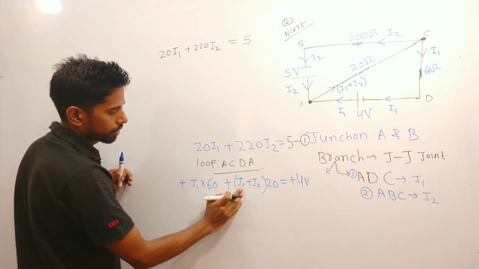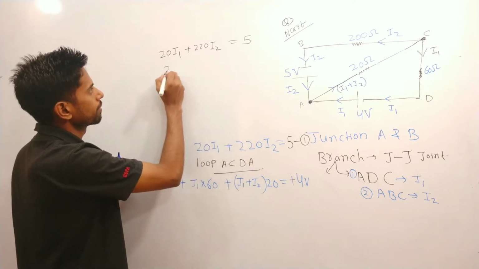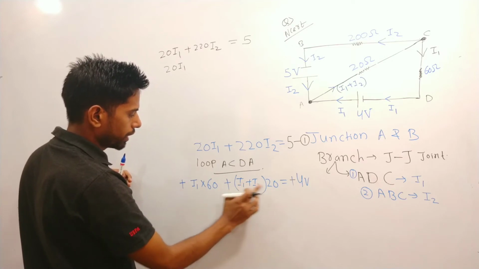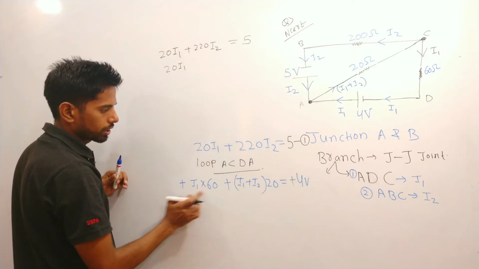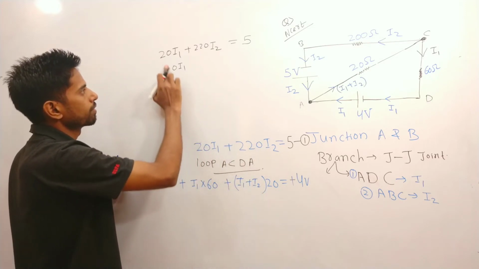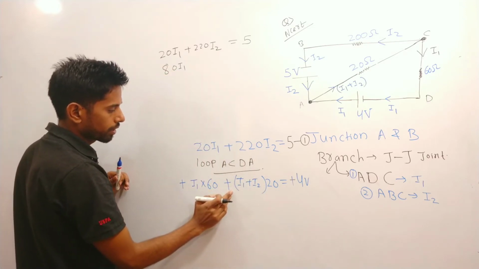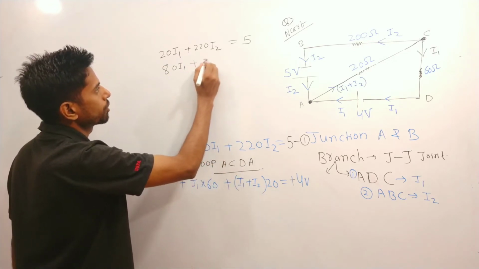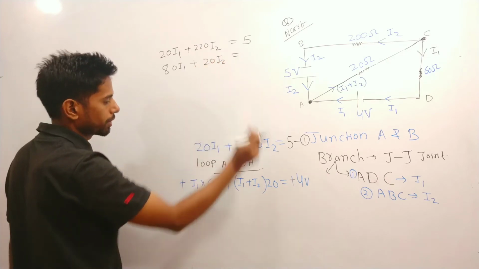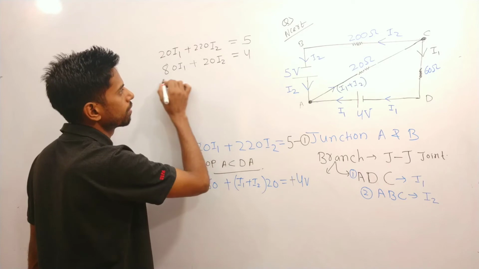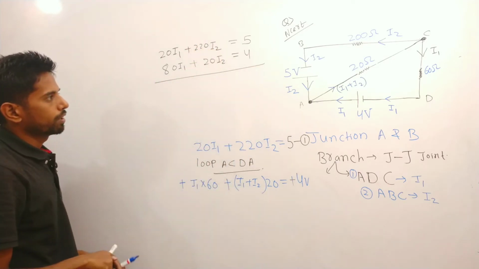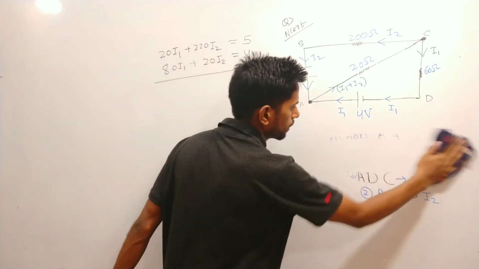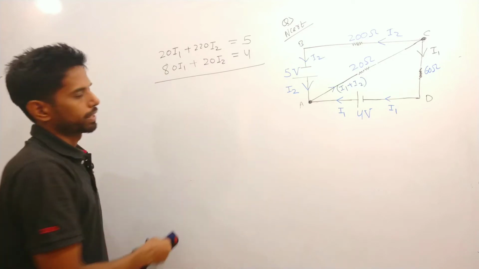Similarly, here also you write 20, sorry, 60 plus 20 I1, that is 80 I1. Next, plus 20 I2 is equal to 4. Now there are two equations, two variables. We can easily solve. You know how to solve by finding this. Any question, you can approach by this method.